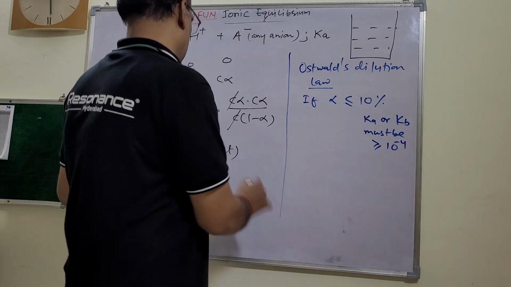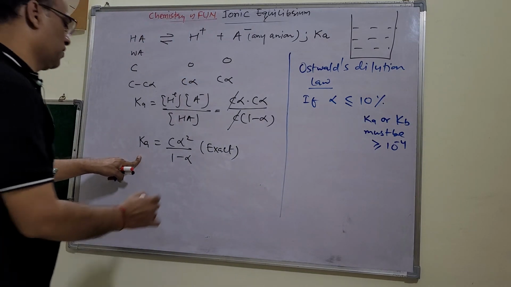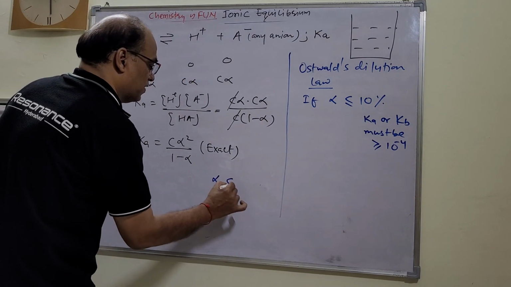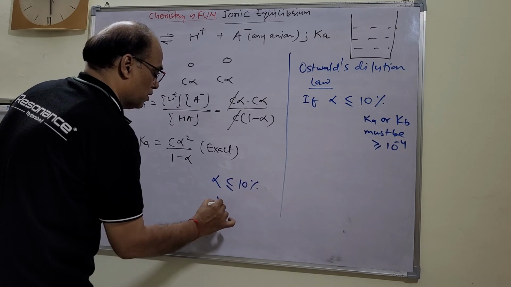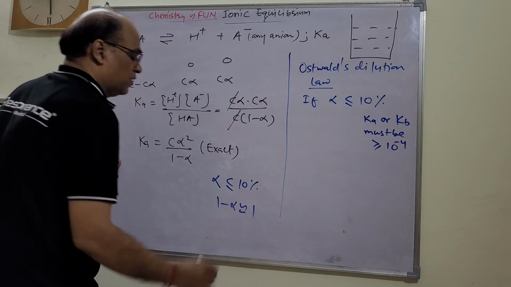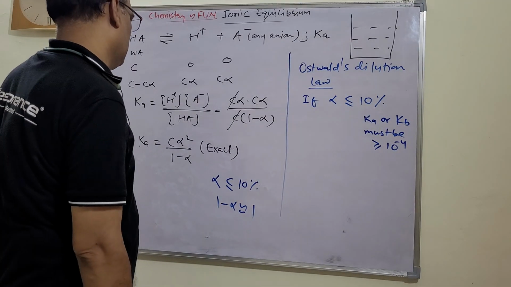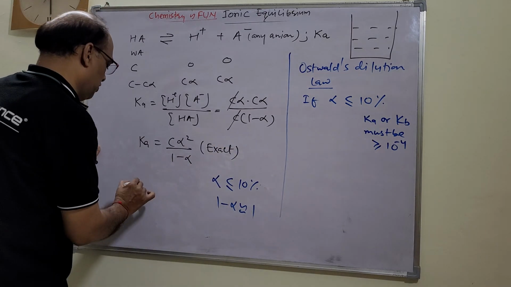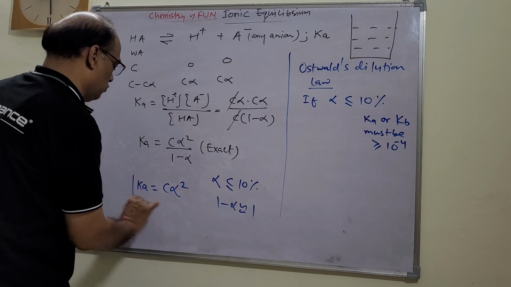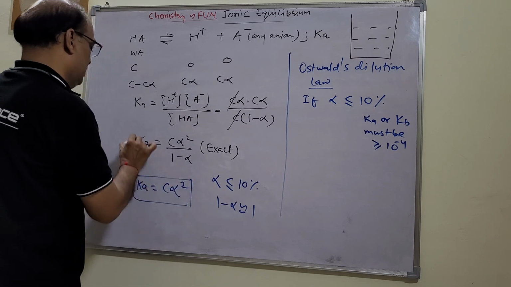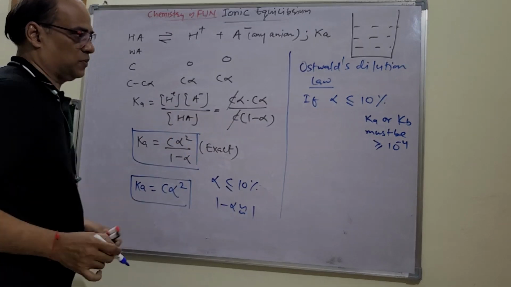Okay. So from here, what will I get? This expression. From this expression, what do I do? If alpha is less than or equal to 10%, then 1 minus alpha is nearly 1. We will neglect alpha as compared to unity. Now the expression becomes K is equal to C alpha square. You can use this directly. It is an important formula to be remembered, along with the exact expression.